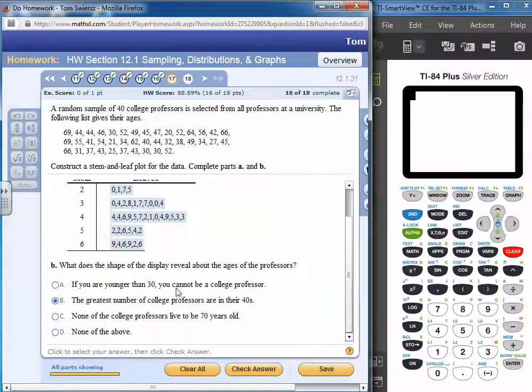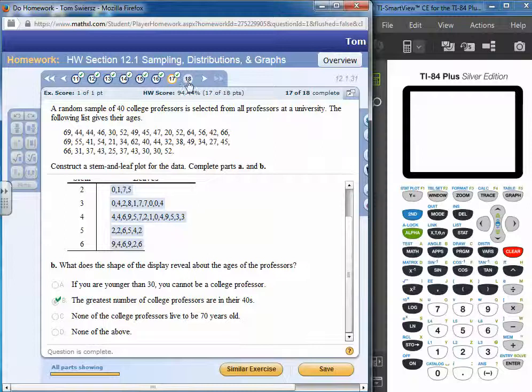If you're younger than 30, you cannot be a college professor. That's not true. There are professors in their 20s. None of the professors live to be 70 years old. That's just when they are teaching, so there are probably a lot that are living. And definitely, B is the only correct answer.